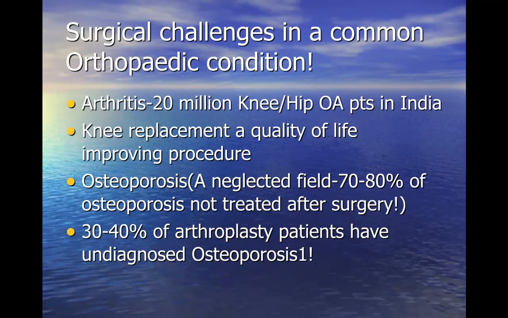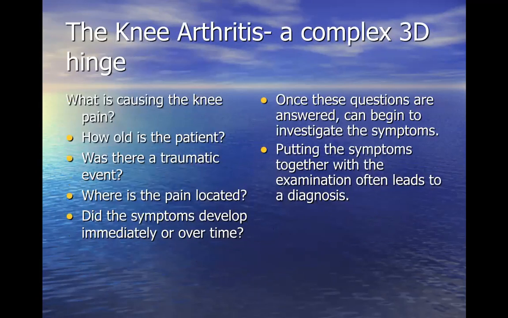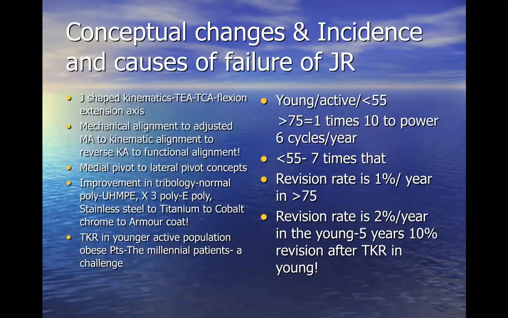It's well published now that 30 to 40% of arthroplasty patients have undiagnosed osteoporosis, and a number of papers have come in the last few years, even in the Asian population from Japan and South Korea, etc. We all know why a knee is called a complex three-dimensional hinge, because it not only opens like a door hinge, but just imagine your doors able to rotate on top of opening and closing, and you can see the complexity of the joint mechanism there.